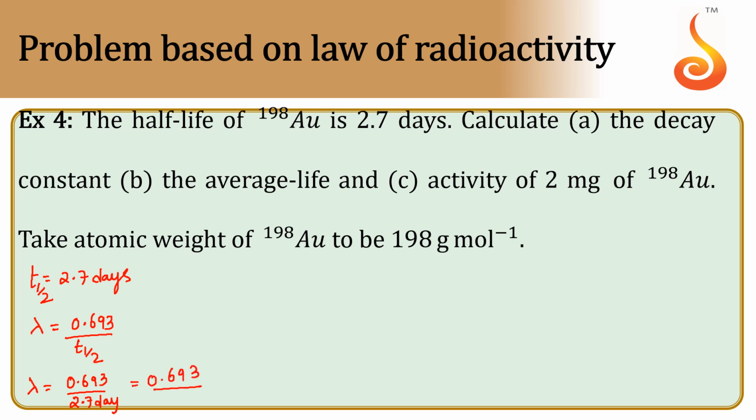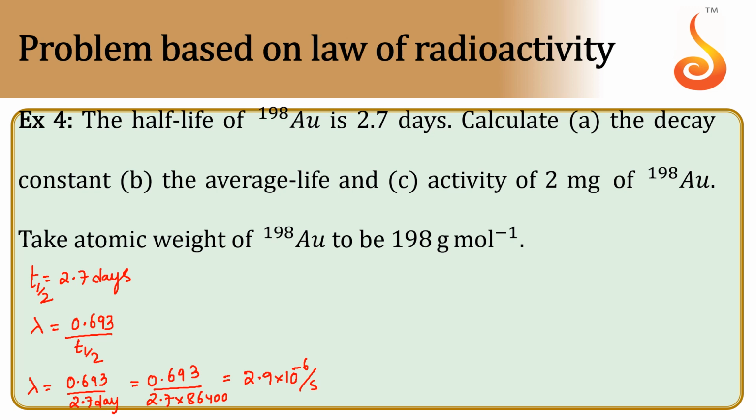0.693 by 2.7 into 86,400 seconds per day. So finally we will get lambda value as 2.9 into 10 power minus 6 per second. So the lambda value we calculated.